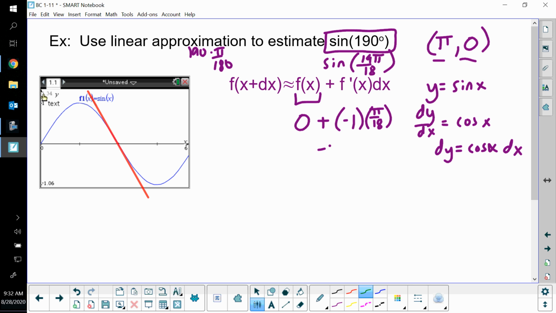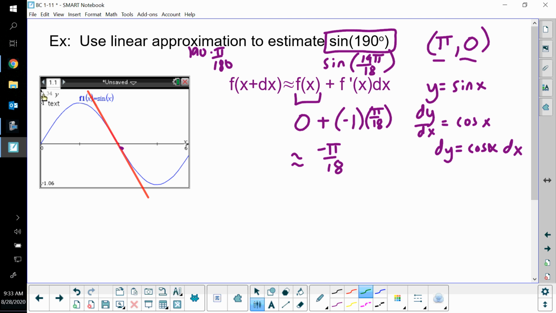And when we do that out, we get negative pi over 18 as the approximate estimate of sine of 190 degrees. And notice it's a little bit to the right of 180. So it makes sense that it's a negative value.